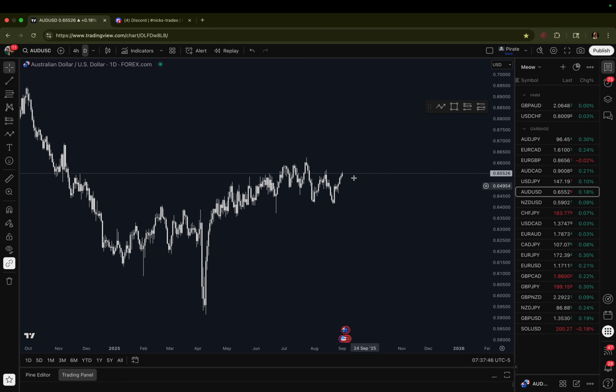AUDUSD, I don't see much either. We look like we're going sideways in a kind of range-looking thing. So I'm just going to leave this alone.